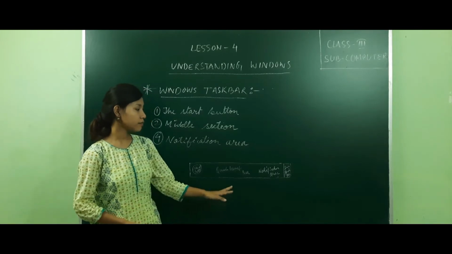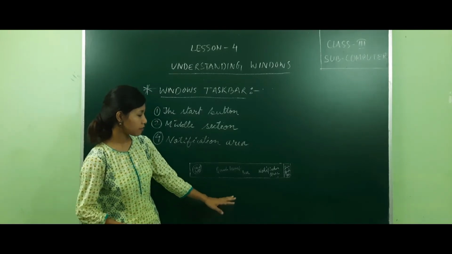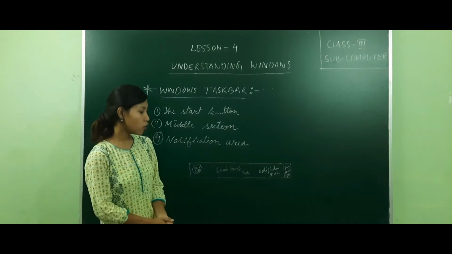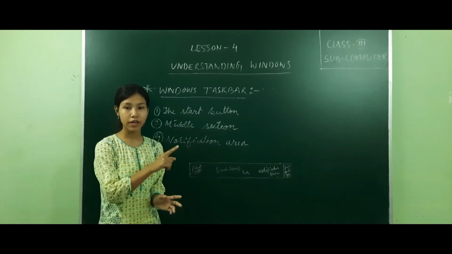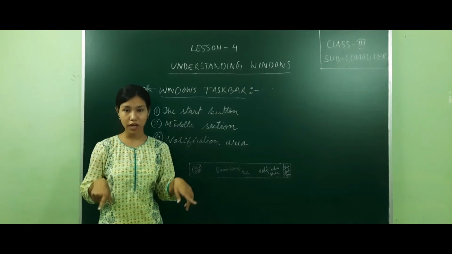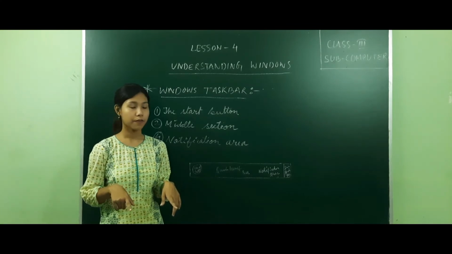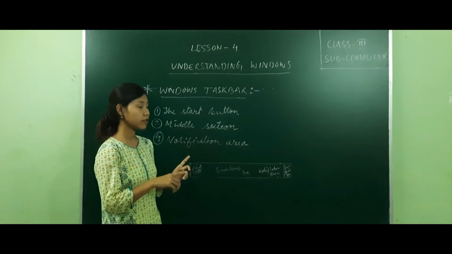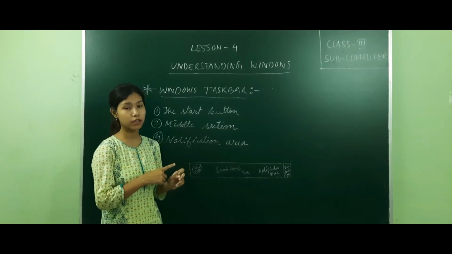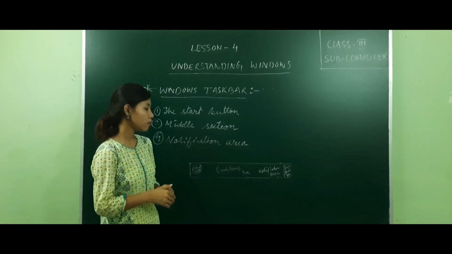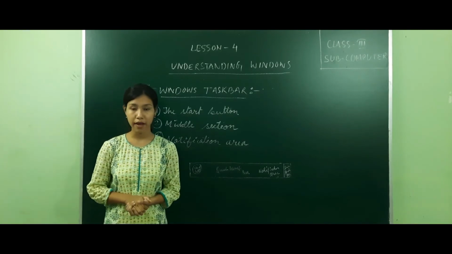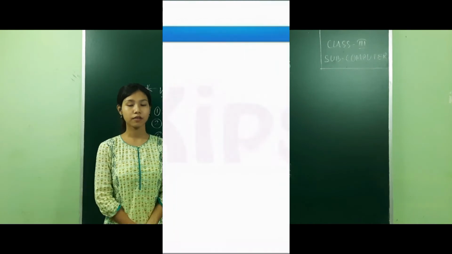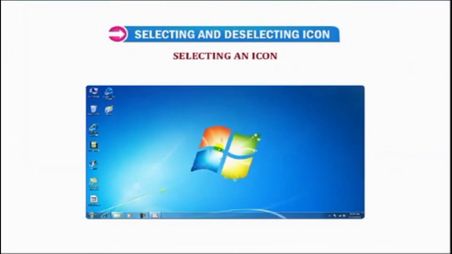And the extreme right corner of the taskbar has the show desktop button. By the name of it, you can understand that when you click on the show desktop button, it will show the desktop. If any program is running on the computer, it will minimize all the programs running on the computer. We shall now learn about selecting and deselecting an icon.